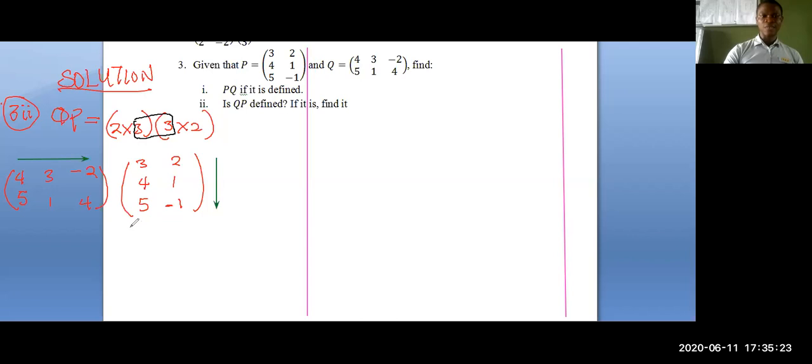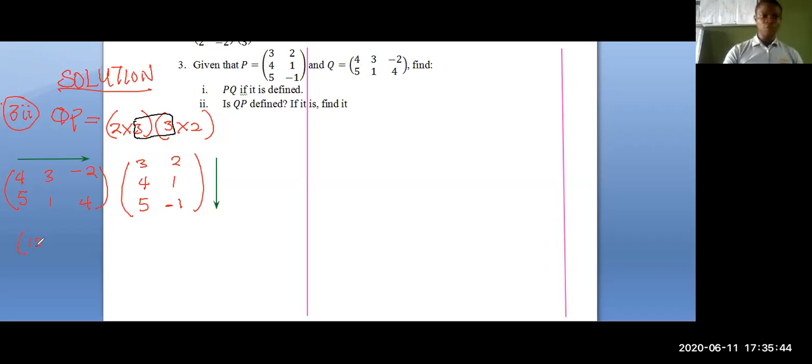So take all this row and multiply all this column. Then you collect the answer and give a space. Of course, take this row again and multiply all this column. It should give you an answer also. So let's start. So 4 will go into 3, 3 goes into 4, minus 2 goes into 5, and so on and so forth. So we have that. So 4 times 3 is 12.